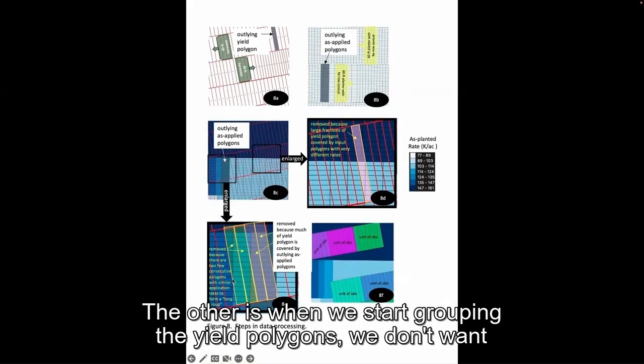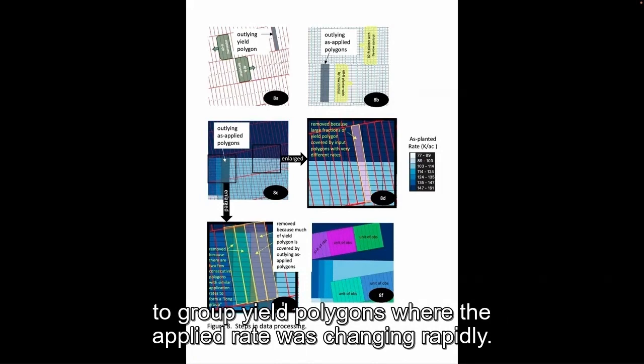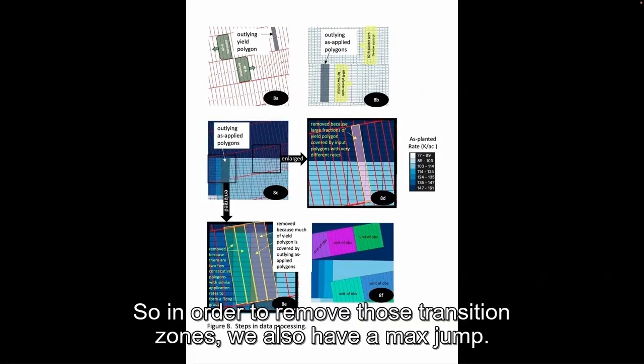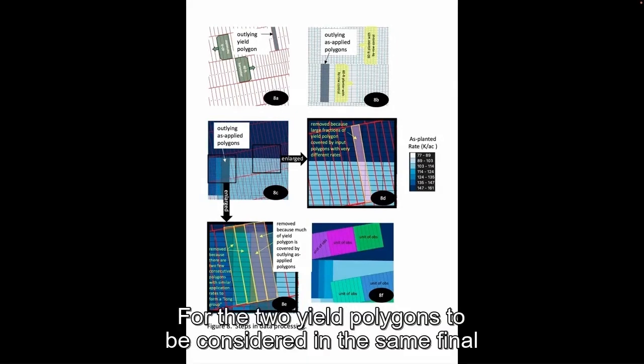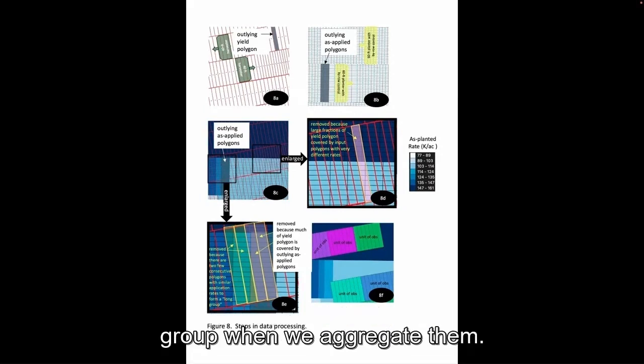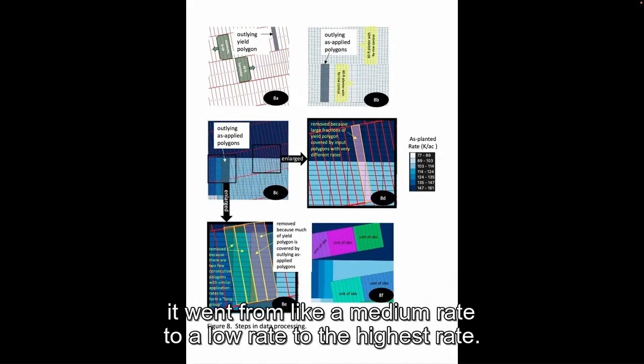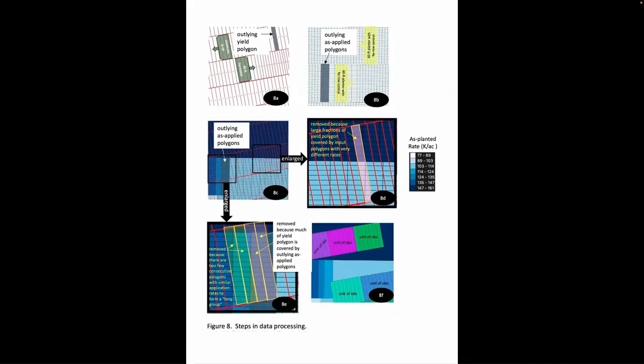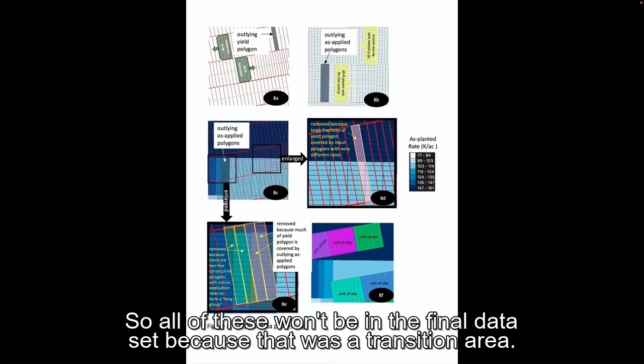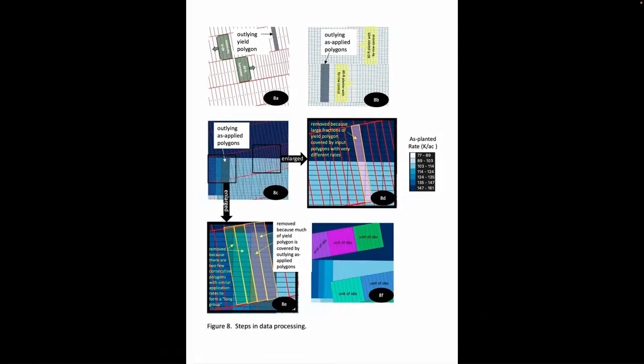The other is when we start grouping the yield polygons. We don't want to group yield polygons where the applied rate was changing rapidly. So in order to remove those transition zones, we also have a max jump for two yield polygons to be considered in the same final group when we aggregate them. So all of these red yield polygons, it's hard to see, but it went from a medium rate to a low rate to the highest rate. So all of these won't be in the final data set because that was a transition area.